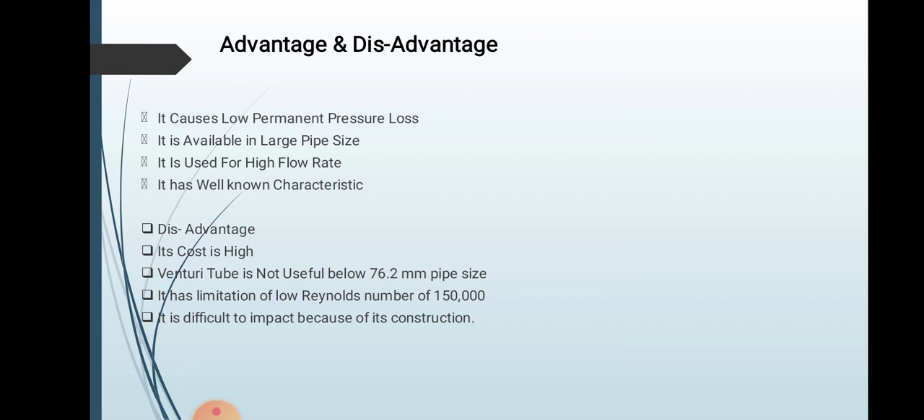As disadvantages, its cost is high. The venturi tube is not useful below 76.2 mm pipe size, meaning its use is limited below 76.2 mm. It has a limitation at low Reynolds number. It is difficult to install because of its construction. Its construction is very complicated, so it is difficult to use.